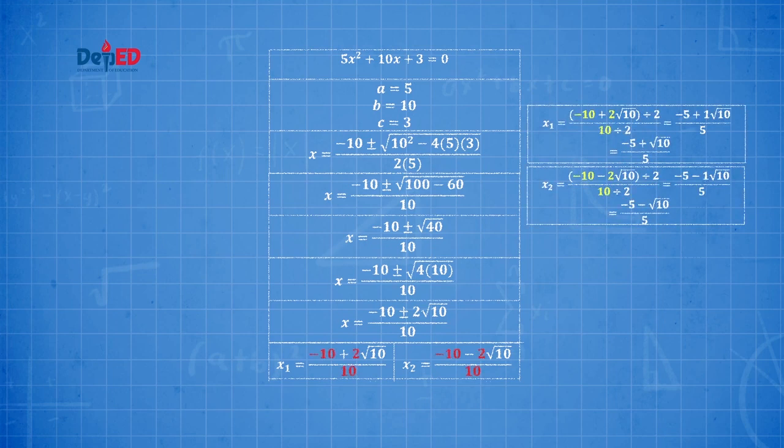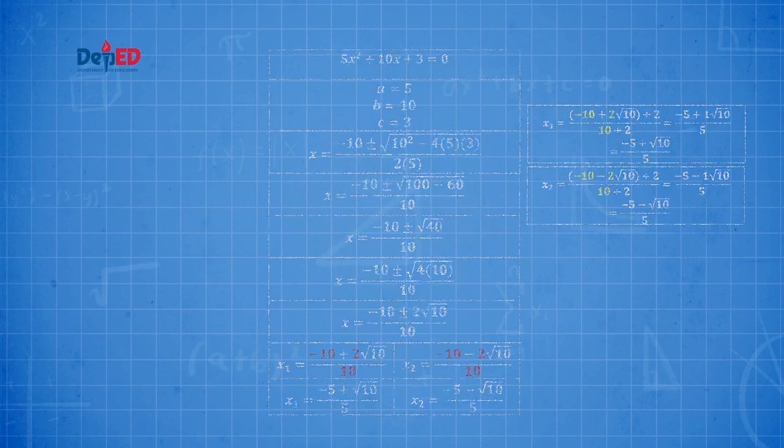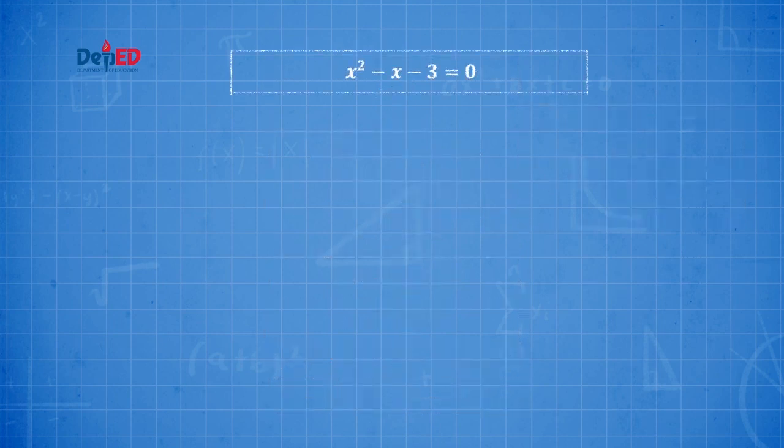Negative 10, 2, and 10 are all divisible by 2. Hence, x sub 1 equals negative 5 plus square root of 10 all over 5, and x sub 2 equals negative 5 minus square root of 10 all over 5. The roots are not equal. And what kind of numbers are these roots? Irrational. Are you irrational? Alright, we now move on.